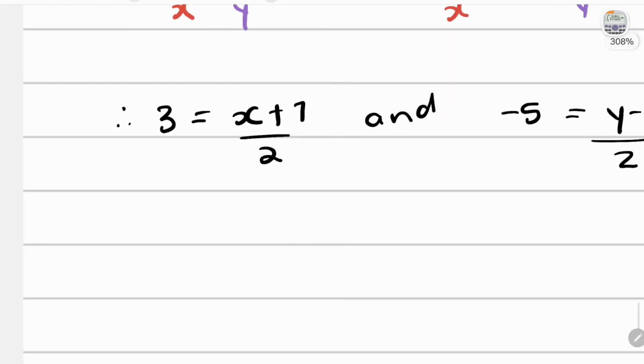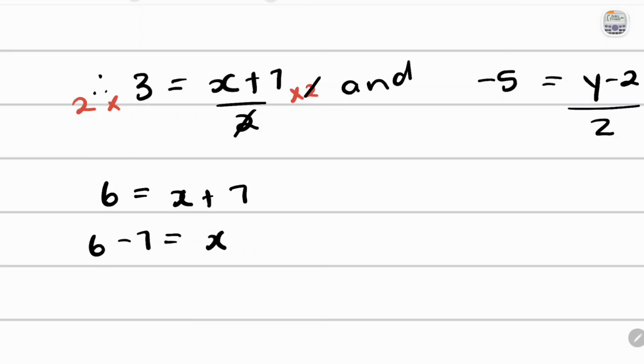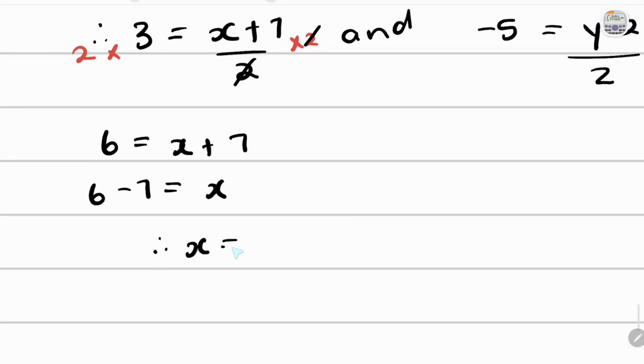Okay, so now that we have that, you see there's a 2 on the denominator that's stopping us from getting to the x. So to get rid of it, we'll multiply both hand sides by 2. And so this now becomes 6 is equal to, the 2's cancel, x plus 7. You take the 7 over, you're saying 6 minus 7 is equal to x. Therefore, x is equal to negative 1.